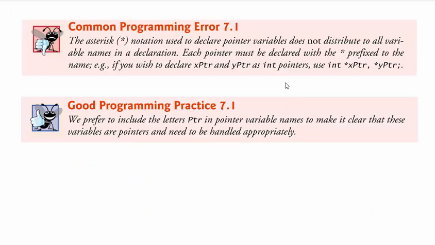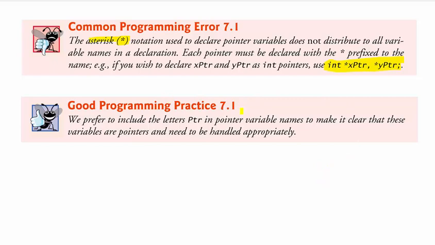From your textbook, it has good programming practices and programming errors. I am going to point out a few comments. It says the asterisk notation is used to declare pointer variables, and it doesn't distribute to all the variables in the variable declaration. So you have to have an asterisk for each thing that you're making a pointer. So you can't say int asterisk and then have a list of pointers.